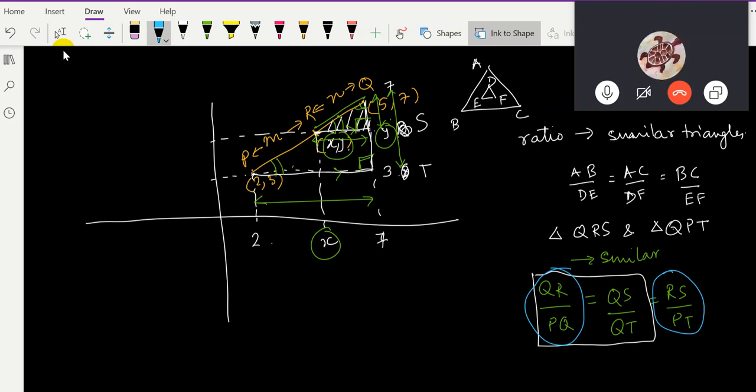So what is QR, Kushal? What is the length of QR? It is n. What is the length of PQ? It is m plus n. Fantastic. What is QS? QS should be 4.